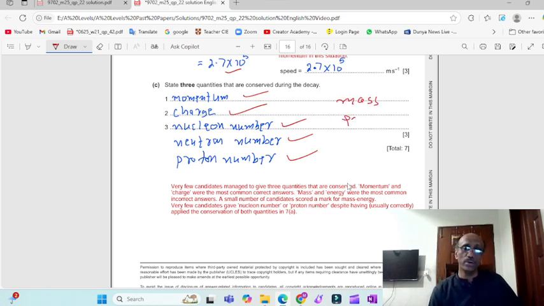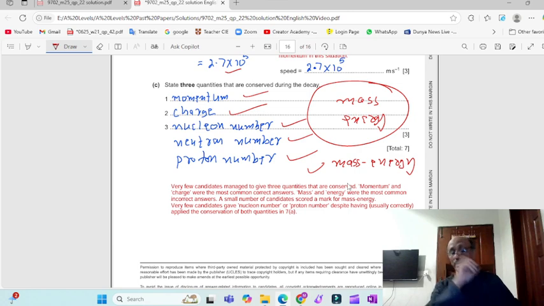If you write down only energy, it will be incorrect. You have to write down the total mass and energy. This is the correct terminology. So this is again another mistake which the students made in this paper.